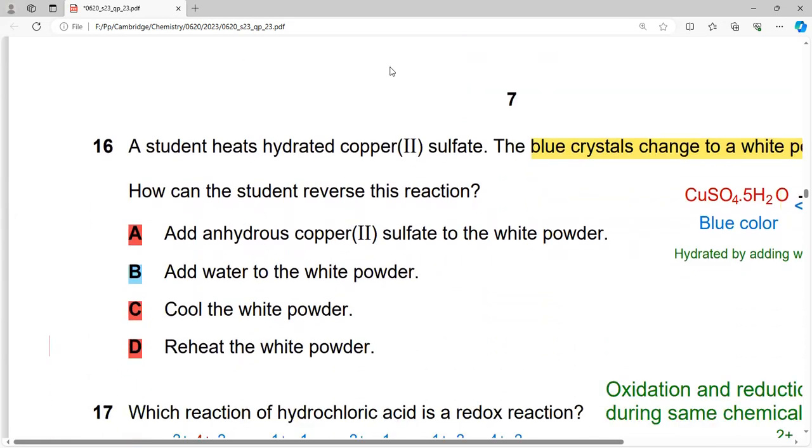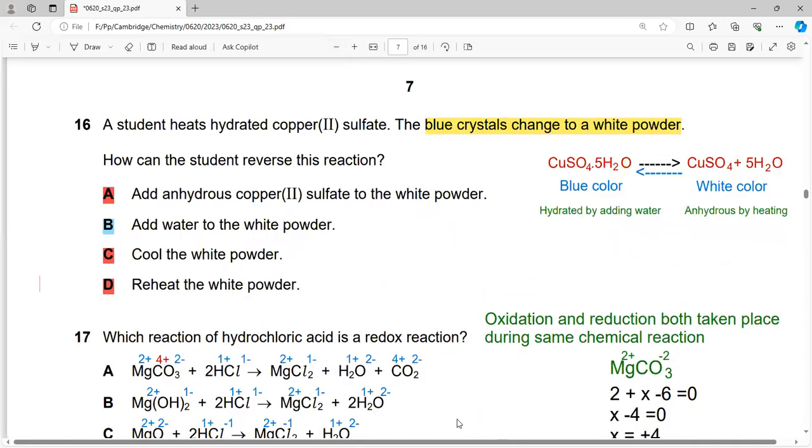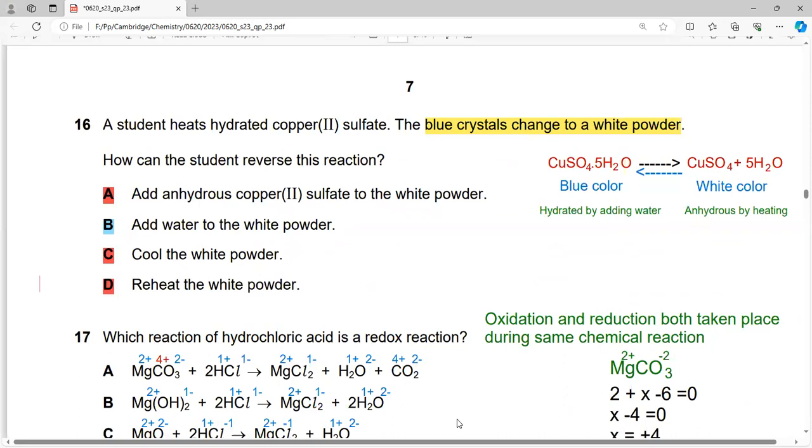Question number 16. A student heated hydrated copper sulfate, and the blue crystal changed to a white powder. For example, the blue color is the hydrated condition, copper sulfate with 5 water molecules, making a blue color. Now, if you heat it, the water molecules will evaporate, and this will become a white powder.